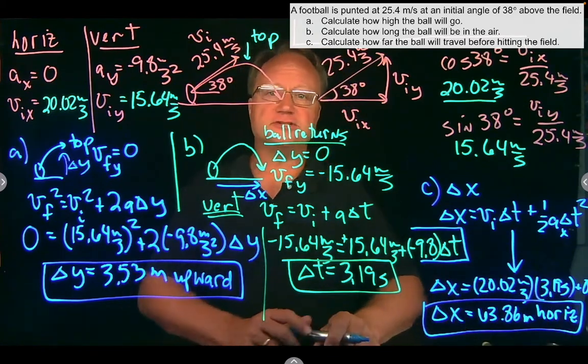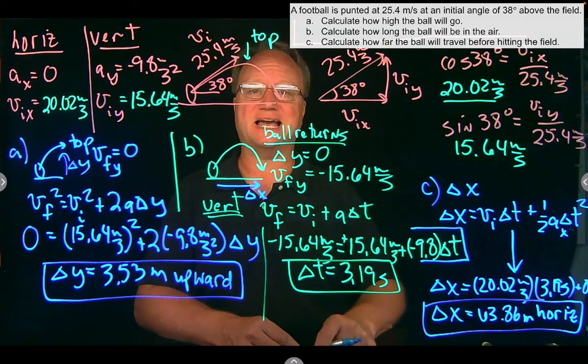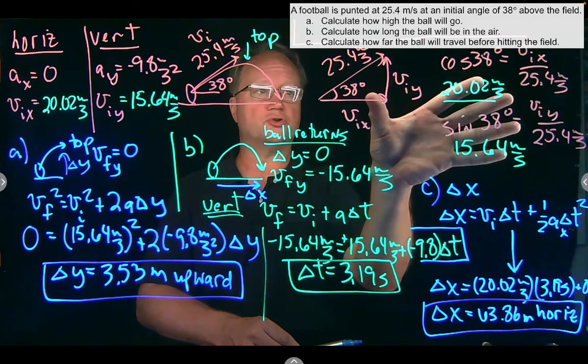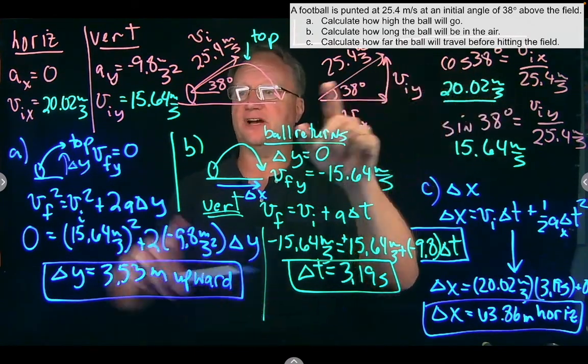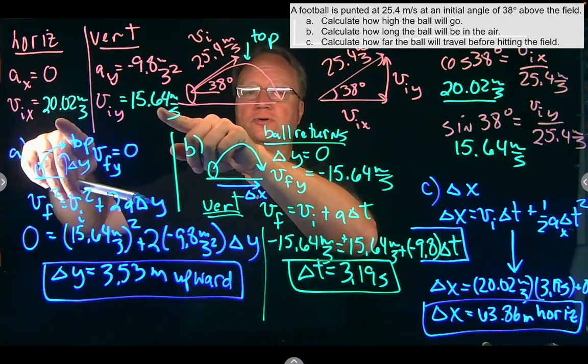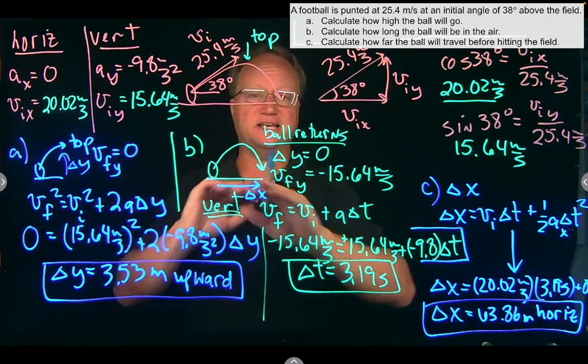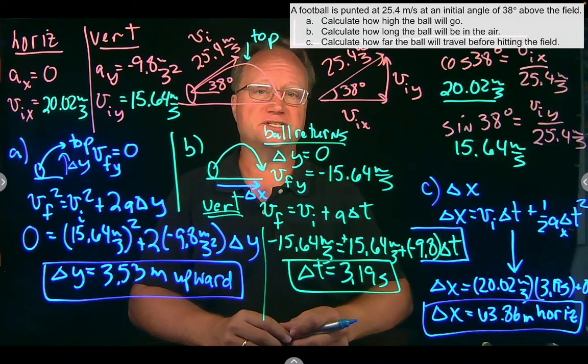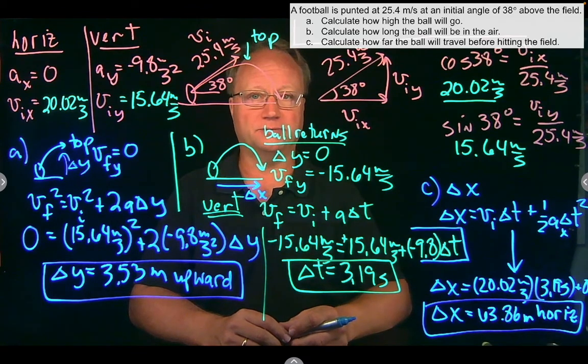So the key difference is when you have an initial velocity that is angled, you have some trig to do, and the trig you're doing is finding the initial horizontal and vertical components of the velocity, and then you use the motion equations just like the other projectile motion problems.